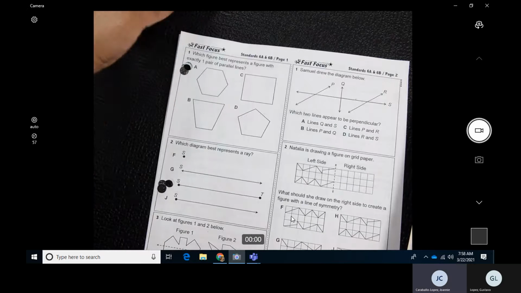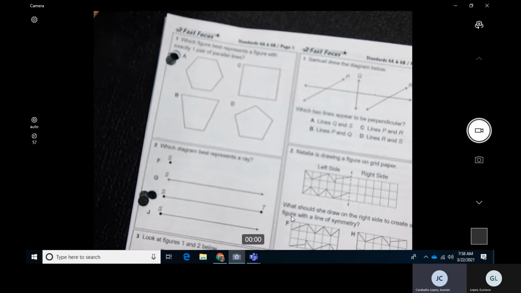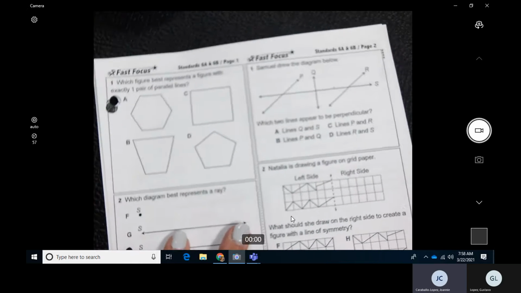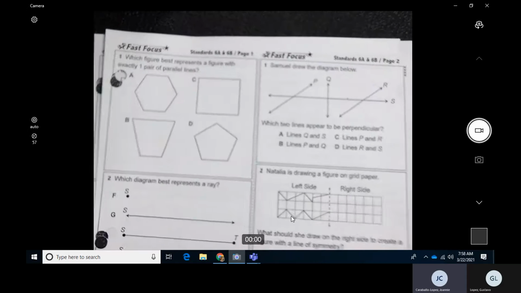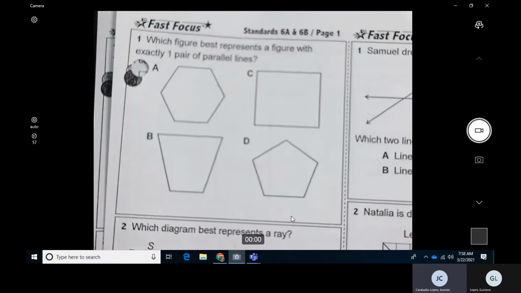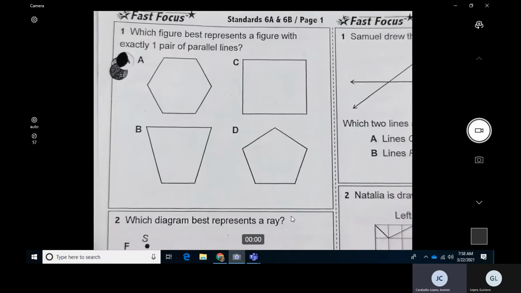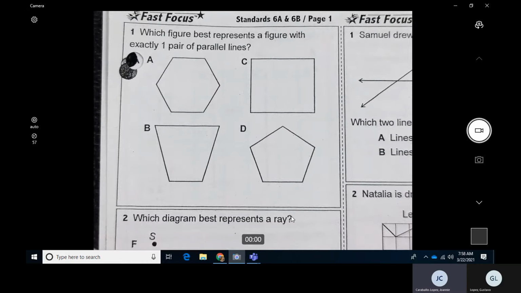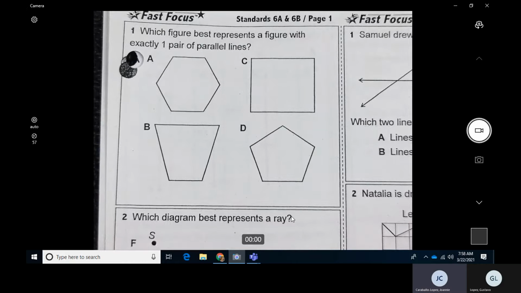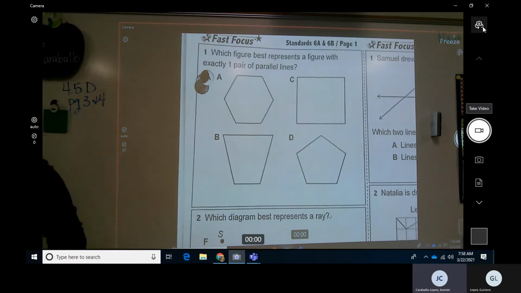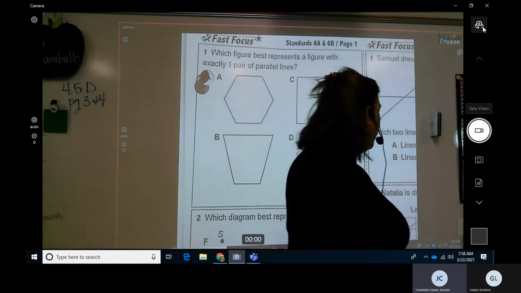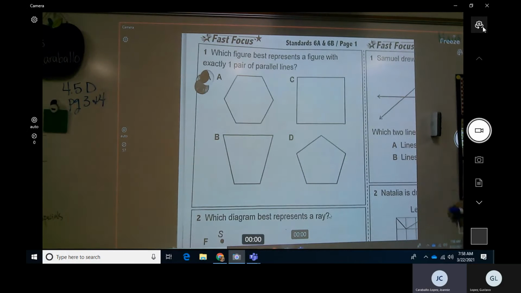Okay, so let's go ahead and start warming up with the Fast Focus, and we're going to work on the first problem. We're going to read it together, and I'll go ahead and translate it as needed. Let's change the view of the camera so you can see me up here working out the problem. All right, so our first problem, all eyes on me, please. And you say, all eyes on you, right?